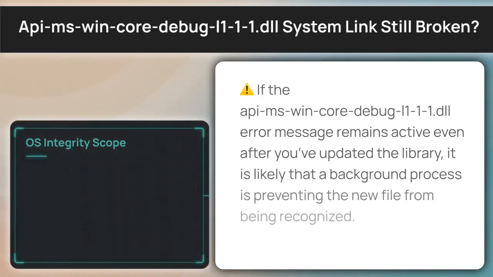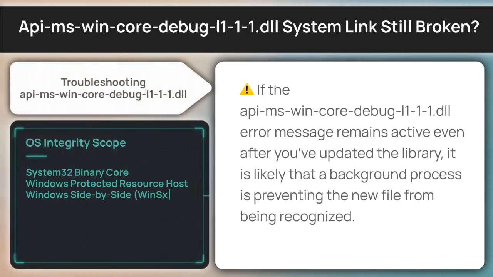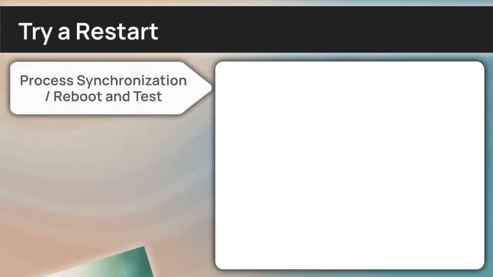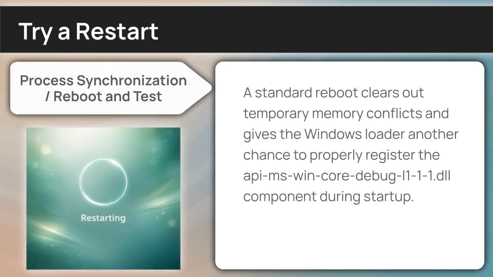If that initial setup didn't clear the pop-up, let's examine the specific initialization sequence assigned to your application's directory. Performing a restart can determine if the error is just a transient environment glitch. A reboot refreshes your system's path variables and can sometimes re-establish a broken link to the WinCore Debug Library file.